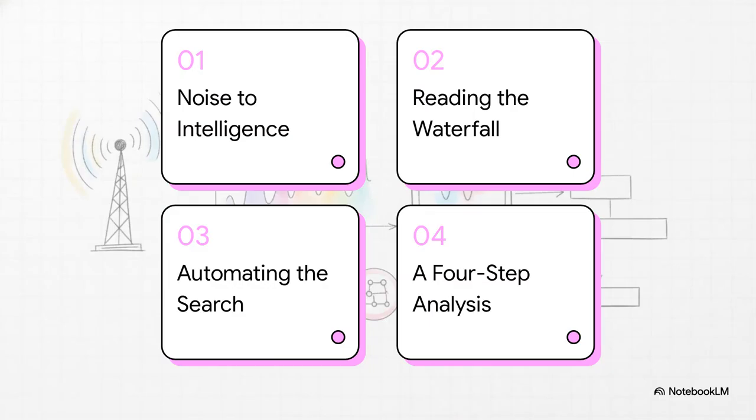All right, so here's our game plan for today. First, we're going to talk about the huge challenge of turning noise into intelligence. Then we'll get into how to read a super important visual tool, the waterfall display. After that, we'll look at how we can automate the search for signals. And finally, we'll walk through a systematic 4-step analysis. Sound good? Let's get to it.